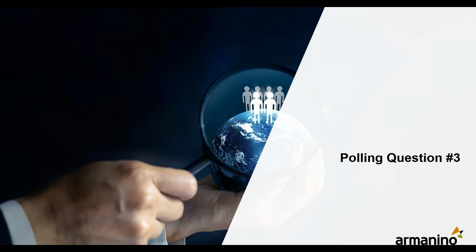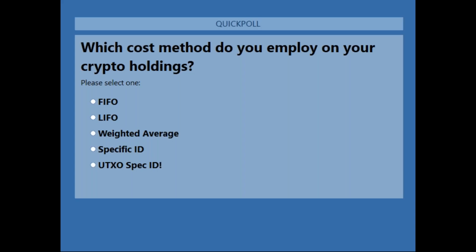All right. Our next polling question is about tax treatment. And so we're going to ask you what cost method you are currently employing for your crypto holdings: FIFO, LIFO, weighted average, specific ID, or UTXO specific ID. And we'll give everyone a few seconds here to respond to this question.